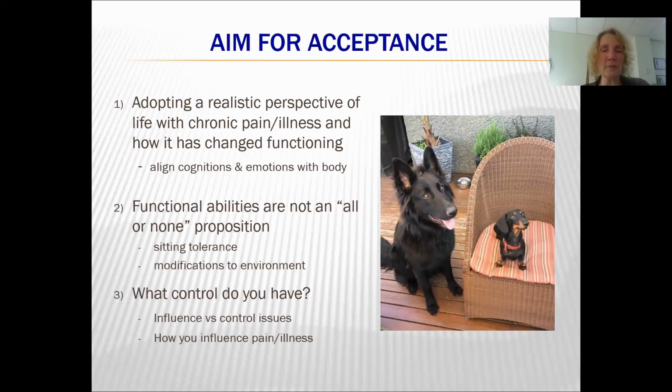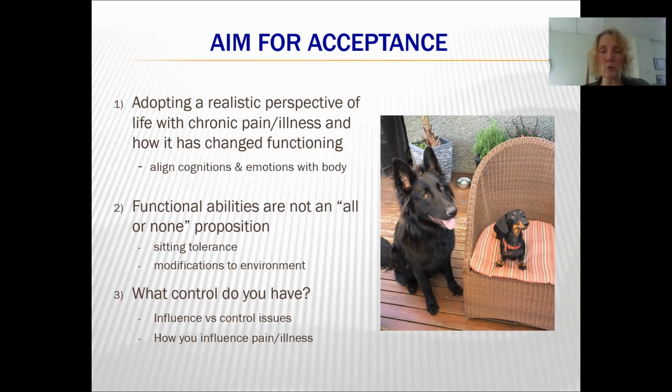So in terms of acceptance, you want to aim for adopting a realistic perspective of life with chronic pain or chronic illness and how it has changed your functioning. So try to align the way you're thinking and your emotions with your body so that they're all working together. Functional abilities are not an all-or-none proposition. So how long can I sit? Can I modify my environment? What can I do in terms of being able to function differently?